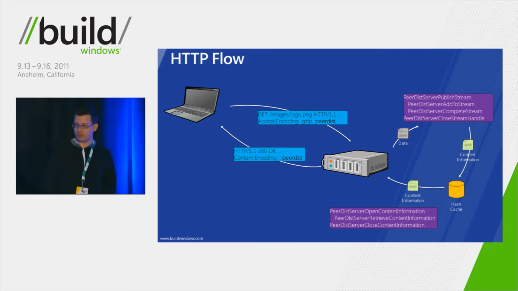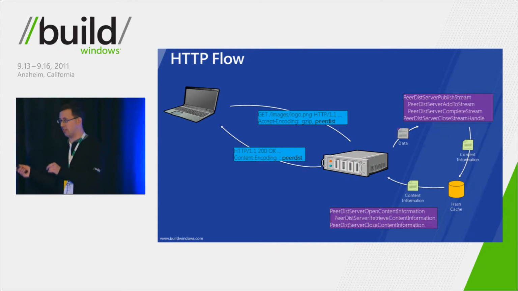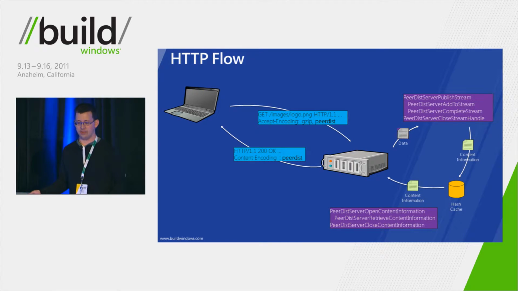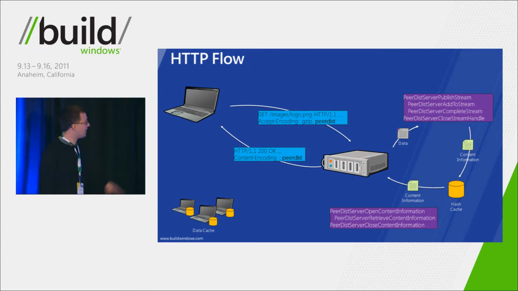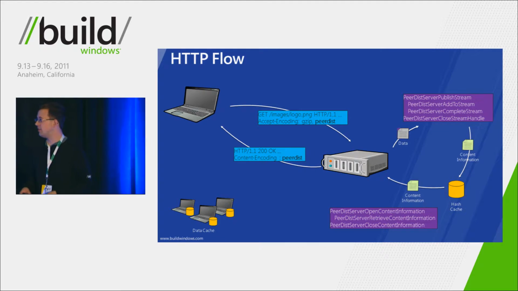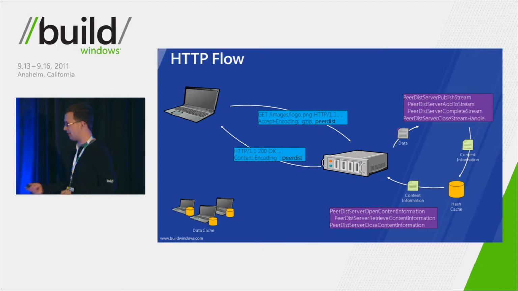So we have our HTTP response here. We've just indicated that the content encoding on this response is peer-dist in order to say that these are the content identifiers rather than the actual original content. Within the branch office, every single client has its own data cache. That data cache is going to contain not only the actual content that we have cached, we're also going to save the information stored in these content information structures so that we can look it up later and use that to search for content within the branch.